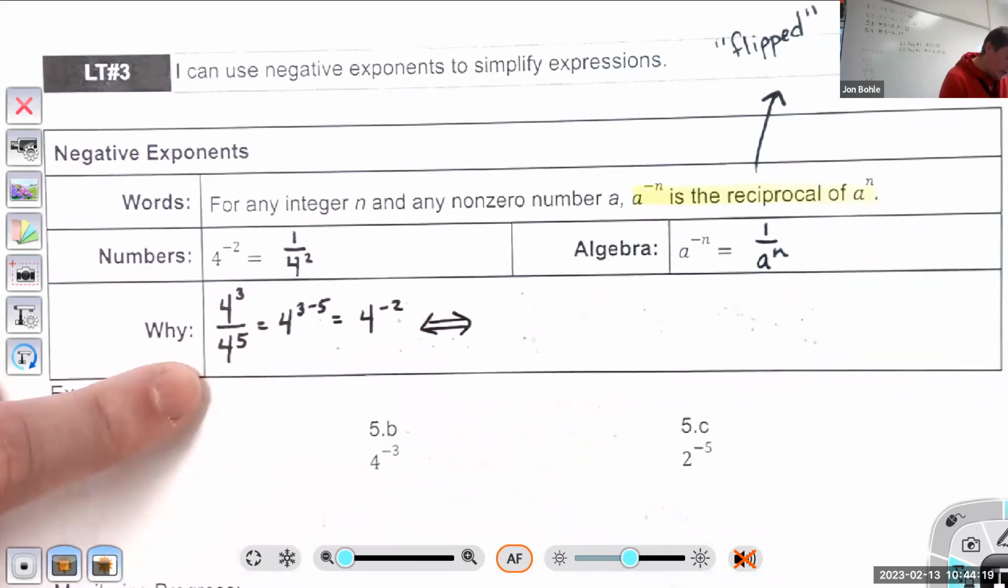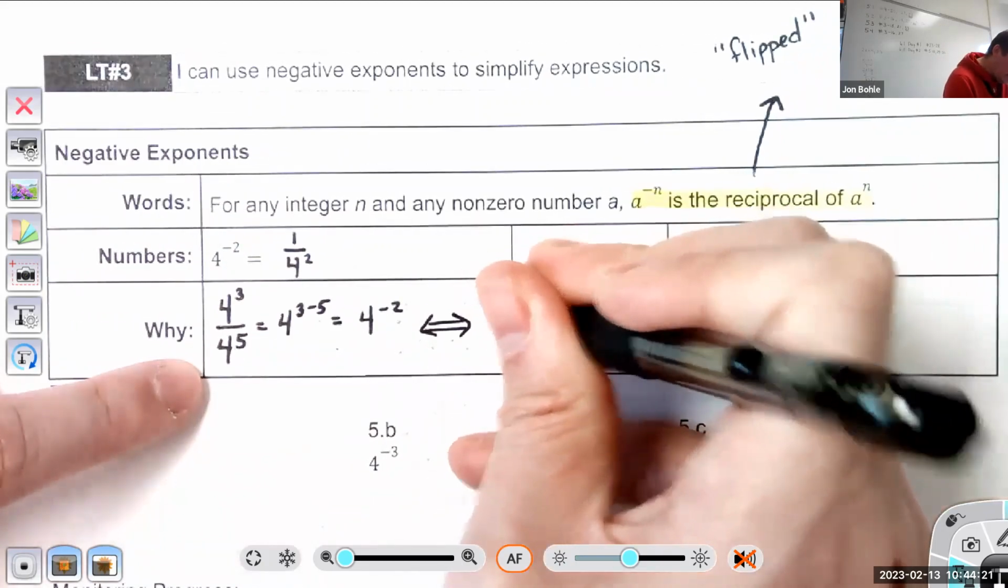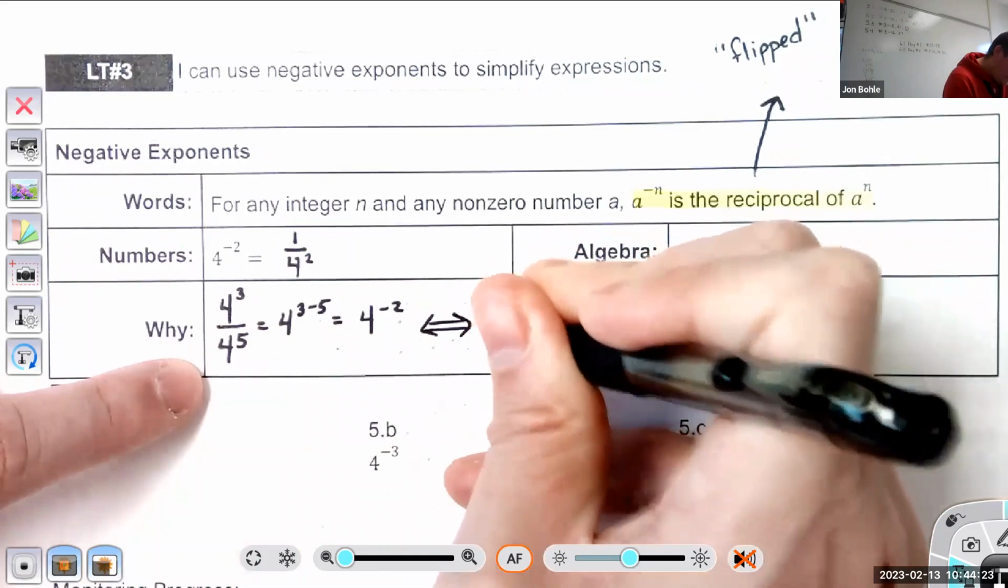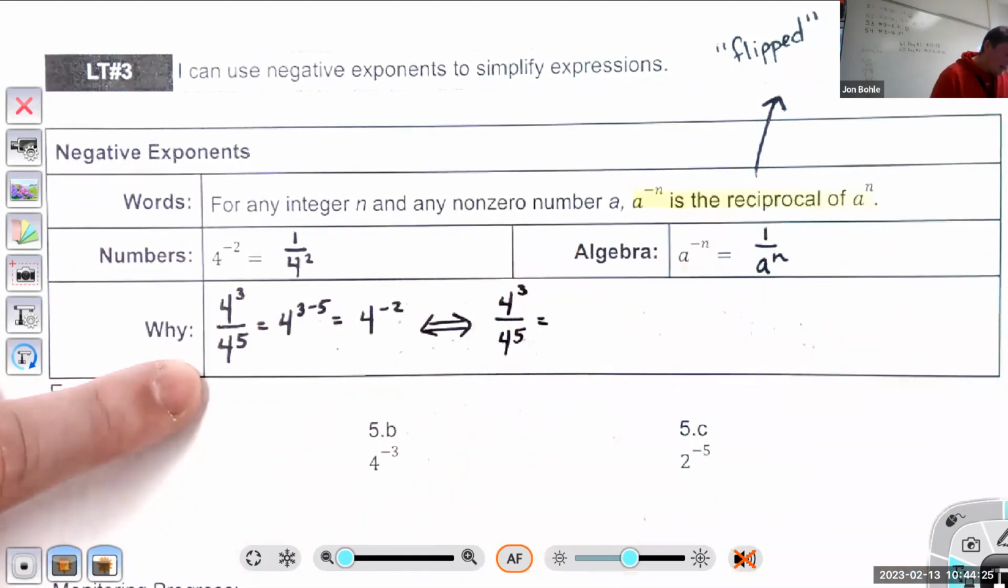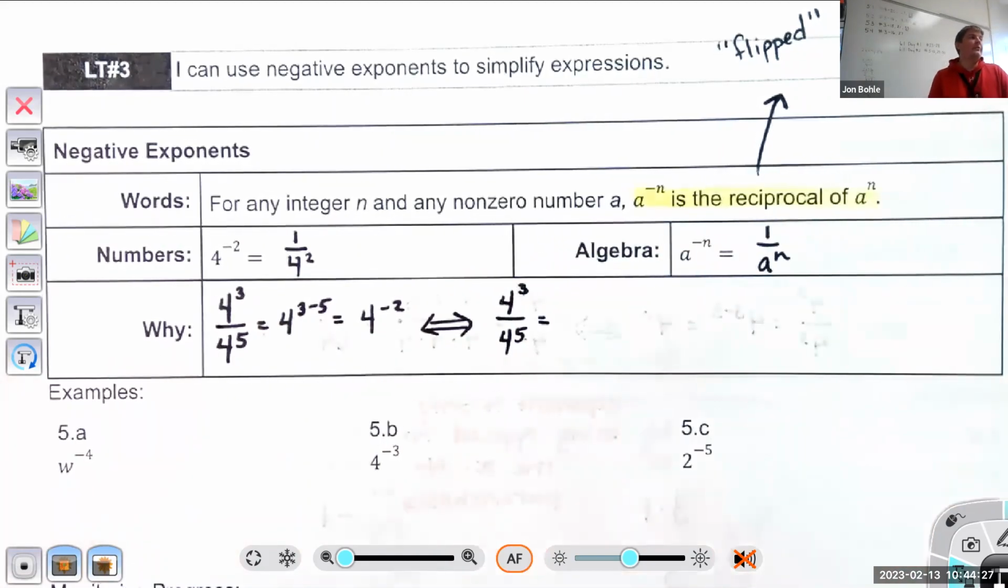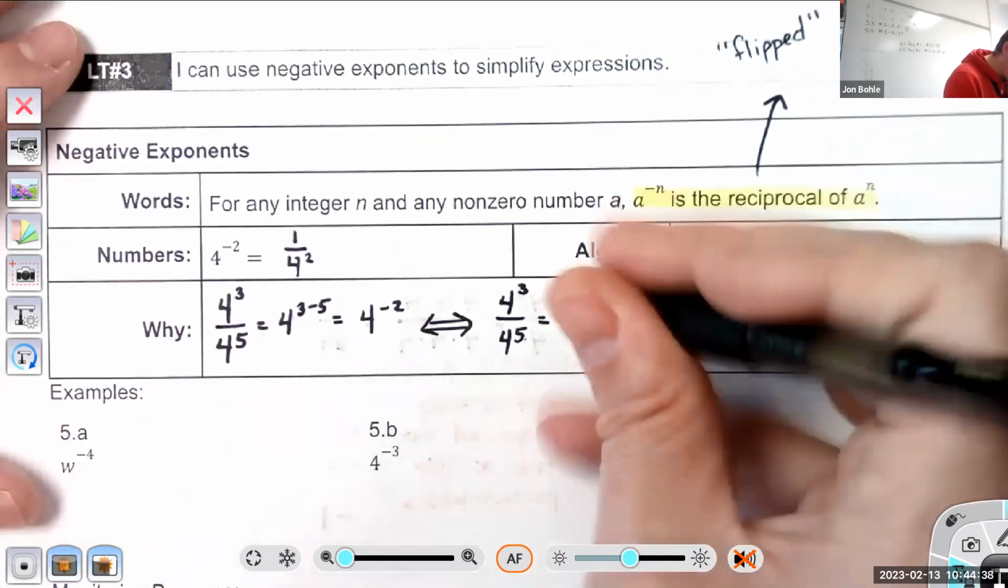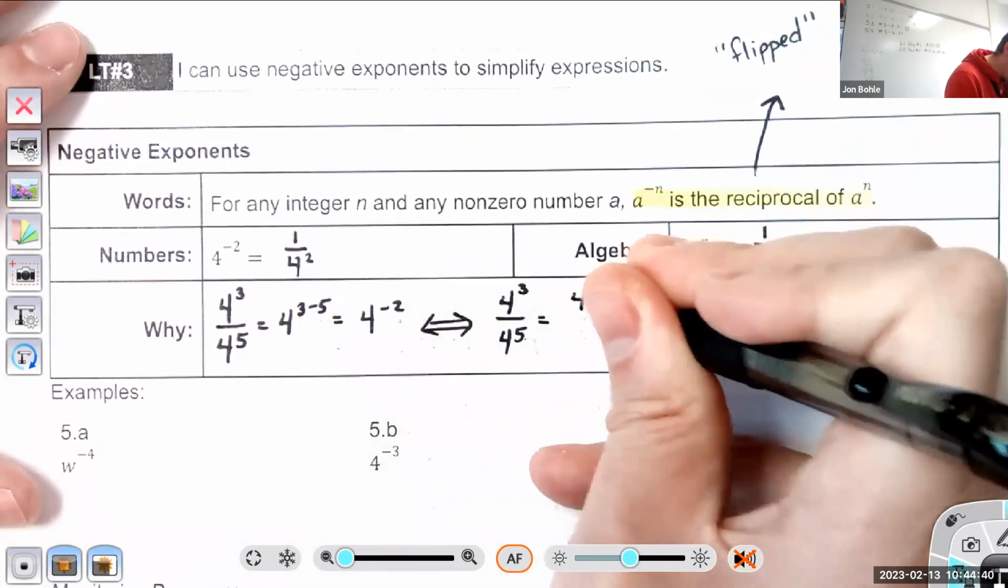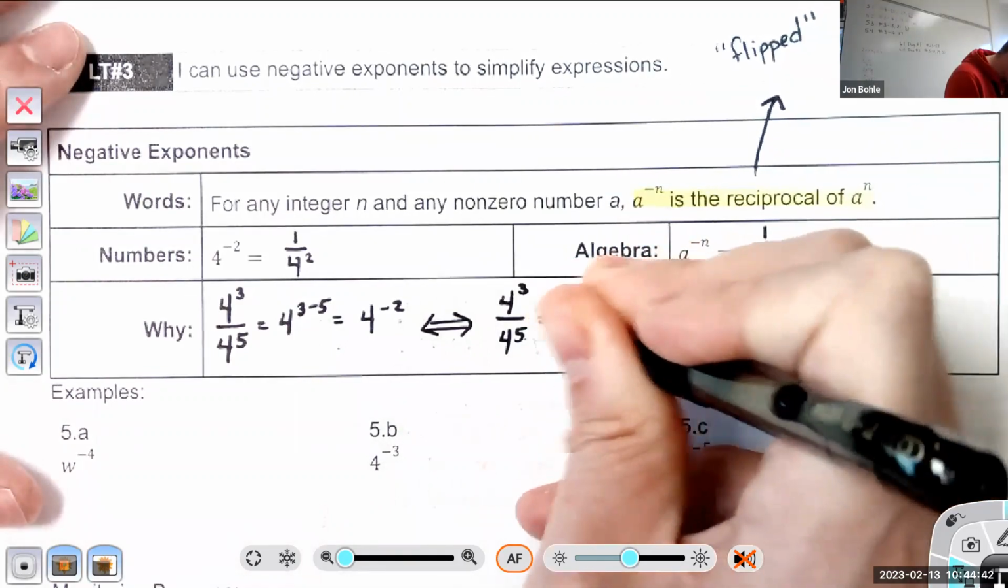Okay, and now I can do the same kind of concept as we did on the other page. How do I find what 4 to the third is? Like, what do I have to do to determine that number? Okay, 4 times itself 3 times on the top and 4 times itself 5 times on the bottom.